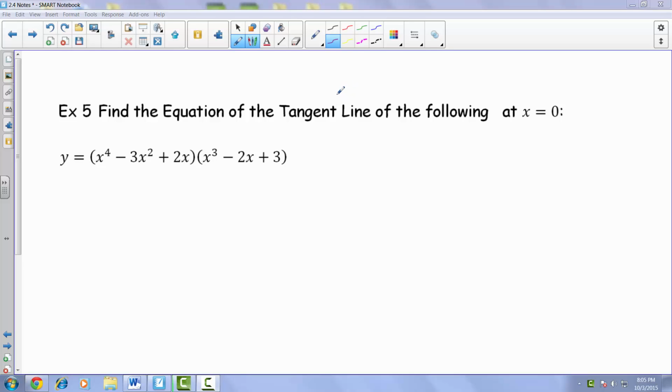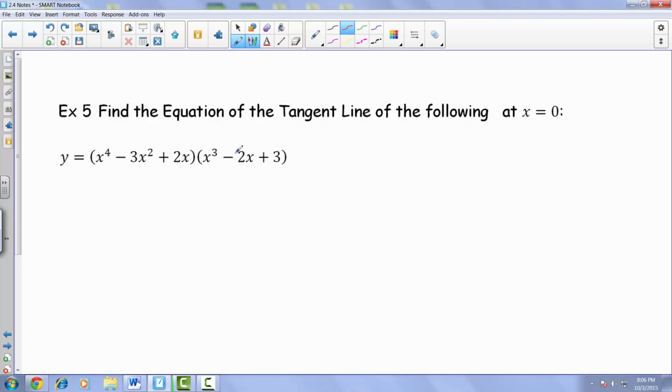Now we're looking at example 5 from our 2.4 set of notes. We're asked to find the equation of the tangent line of the following function, and here it is, at this specific target x value. When we're looking to get the tangent line, we know that we first have to get the tangent slope. And as a result, when we're looking for a tangent slope, we know that that's going to comprise a derivative. So what we're going to go ahead and do is take the derivative of this.